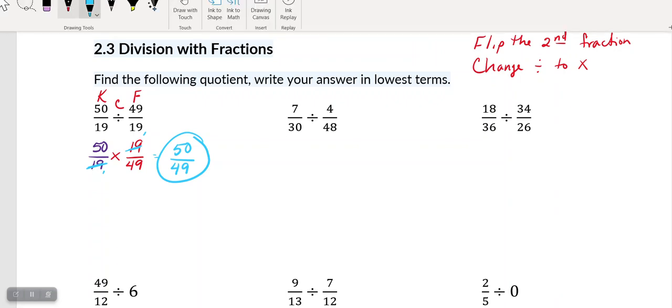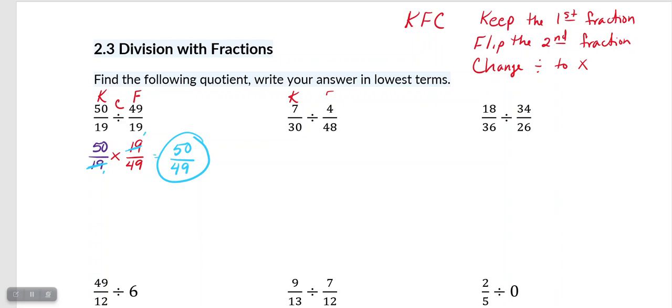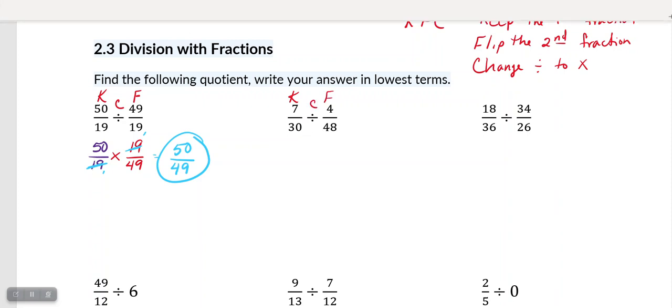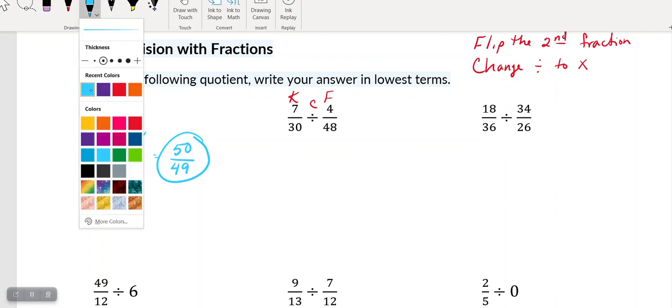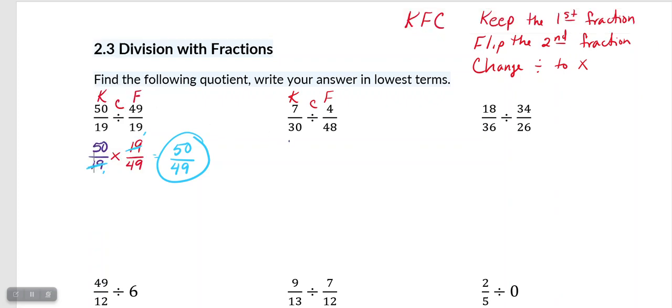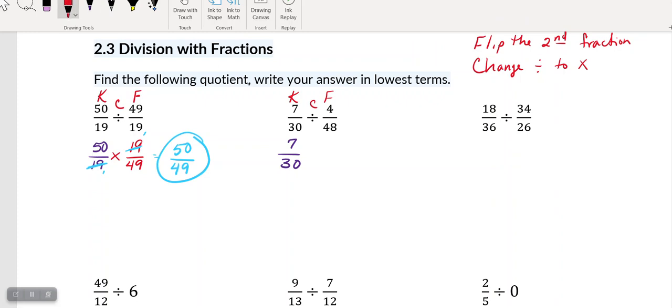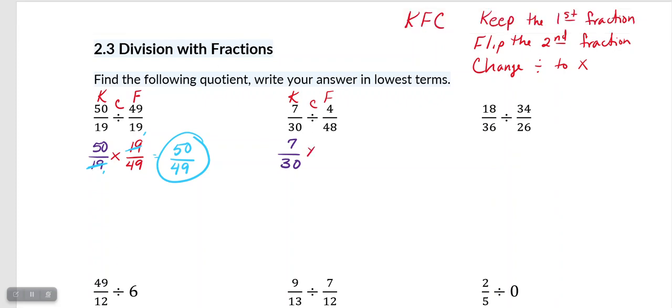So let's look at the second fraction. Again, I'm going to keep, flip, and change because it's a division. So I'm going to keep the first fraction as 7 over 30. I'm going to change my division to multiplication, and I'm going to flip my second fraction, making it 48 over 4.